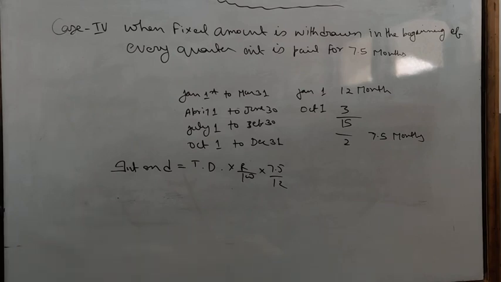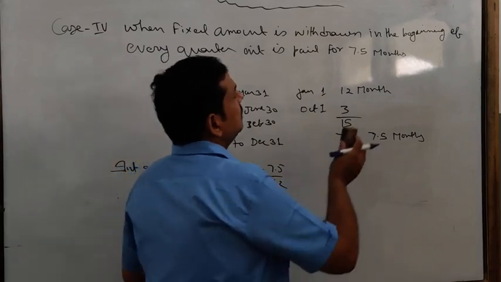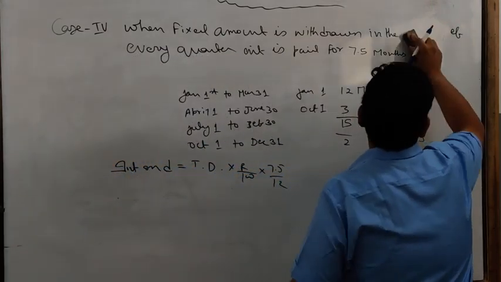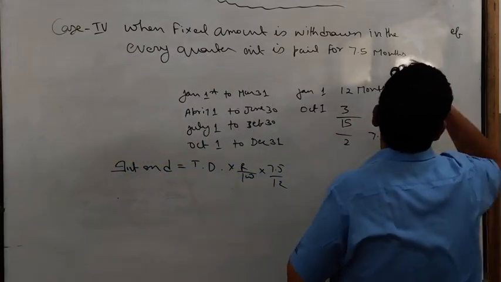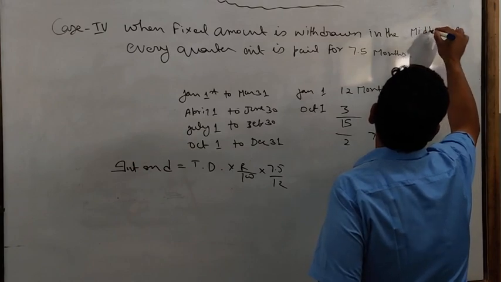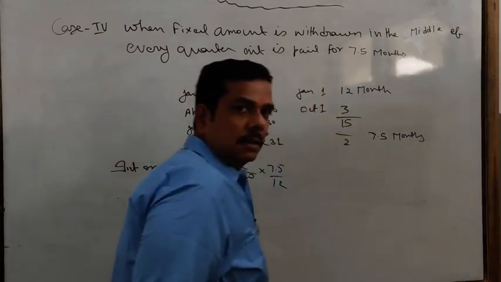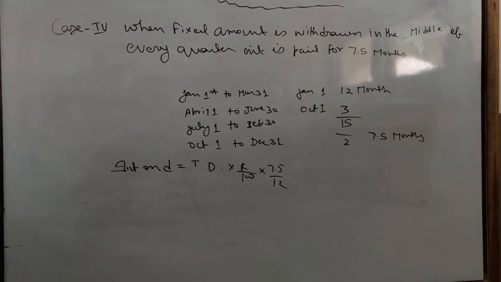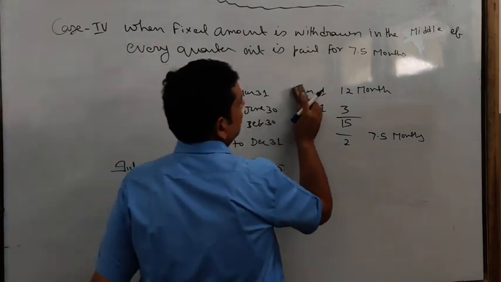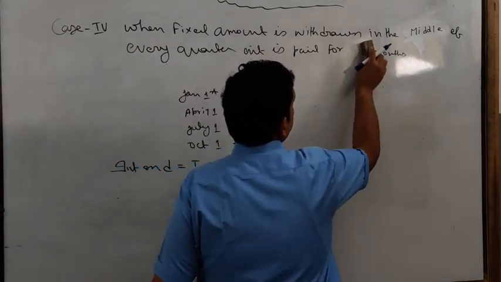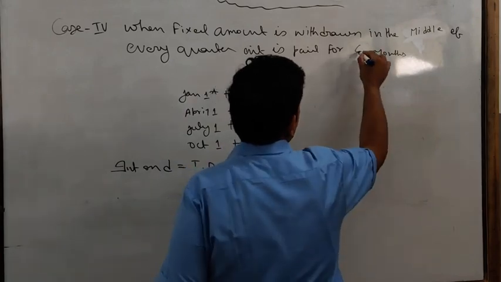Now, case 5. If fixed amount is withdrawn in the middle of every quarter. In the middle of every quarter. So, see. Interest is charged for 6 months.